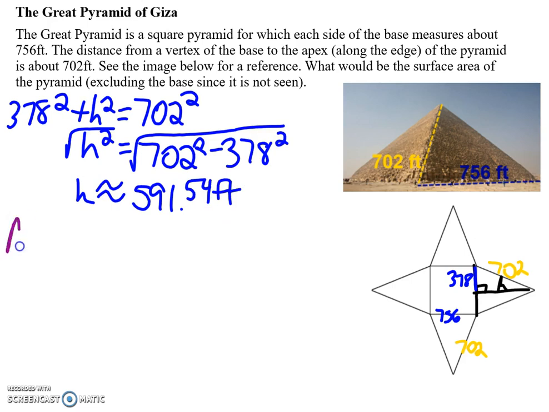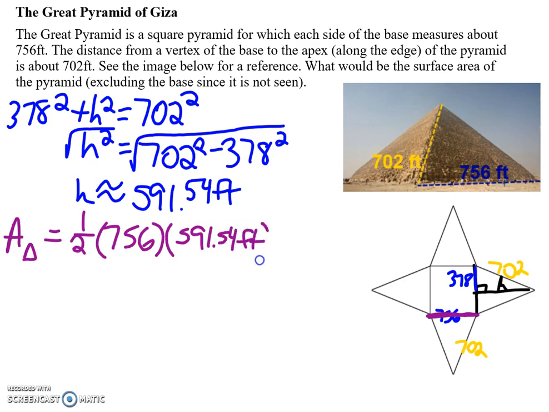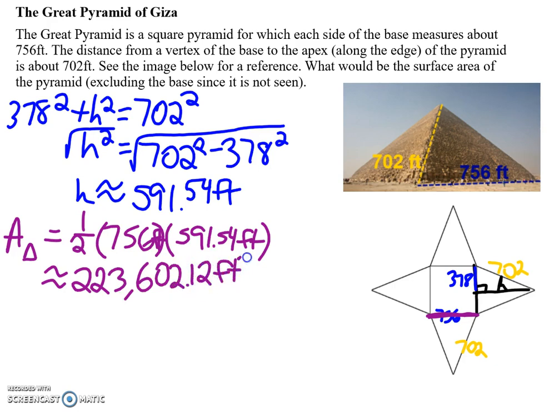I know that the area of one triangle is going to be equal to 1/2 the base. So the base is the entire length of one side, that's 756 feet, times the height, which I just found to be 591.54 feet. Sorry, I forgot to put my units there. And when I multiply them, this is approximately 223,602.12 square feet. Now that's one triangle. That's like I found the area of just this single triangle here.